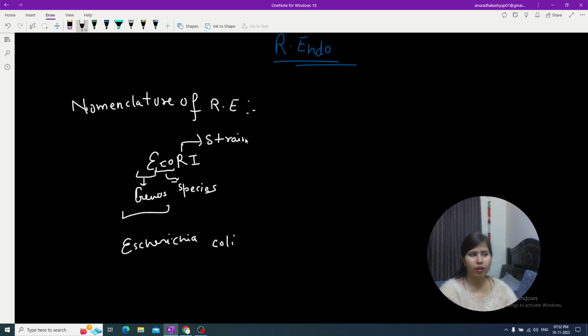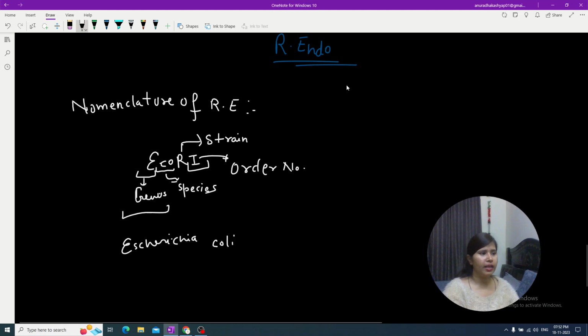or any kind of strain. And I is not the letter I, actually, it is a Roman numeral, the first number, which represents the order number or discovery number, the enzyme number which is used in the lab. So this is the nomenclature. The first word represents genus, the next two letters represent species, one letter represents strain, and one number represents the order number. So this is the nomenclature of RE.